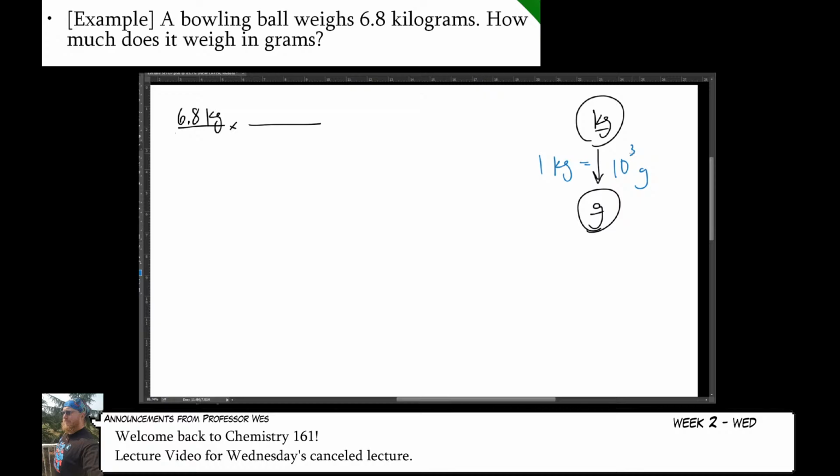Remember, it doesn't matter which way I go. They both equal 1. So I'm going to pick the one that helps me. Well, if I want to cancel out kilograms, I got to put kilograms down here. So I'm going to do this relationship. And then I'll just go and fill in the numbers once I'm done. So now that I've got it set up, let's run the numbers. So kilograms was 1 kilogram, and grams was 10 to the third, or 1,000. And then I can do the math. So that would be the mass of my bowling ball in grams.